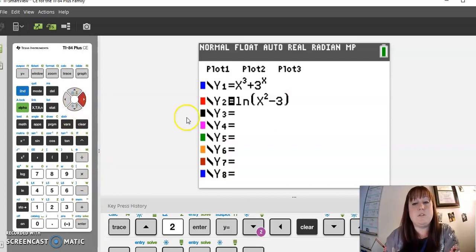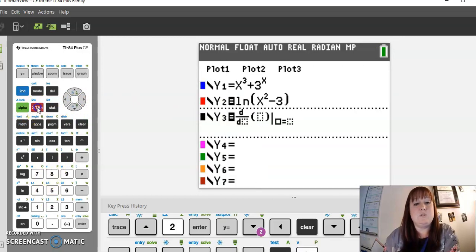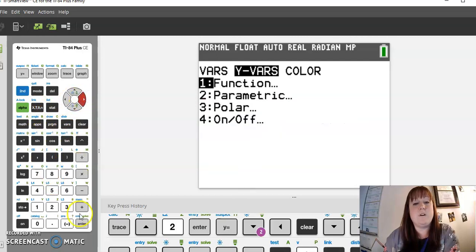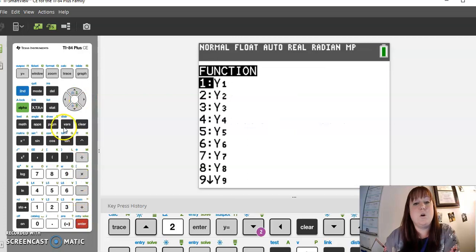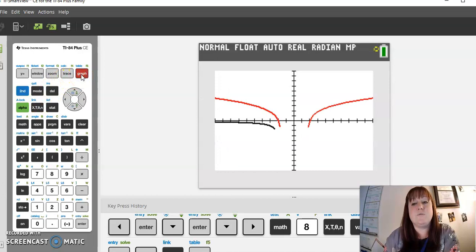So we're going to come down to y3. I'm going to go to math, and go down to nDeriv. The derivative with respect to x of, I go to vars, y vars, function, y2, enter, when evaluated when x equals x, and I can graph the function. So the red one is the function and the black one is the derivative.